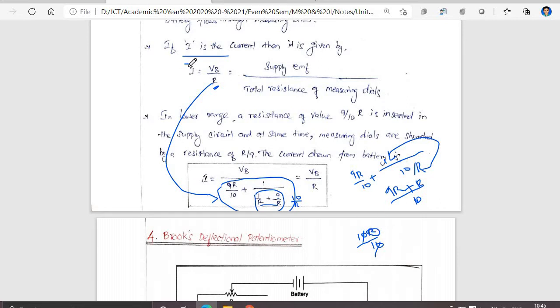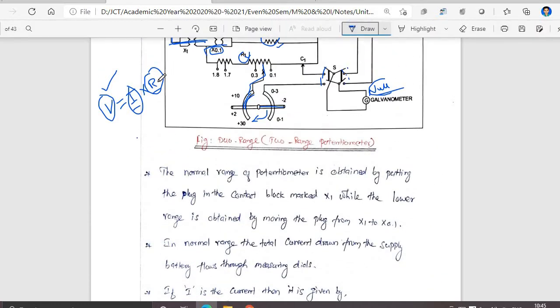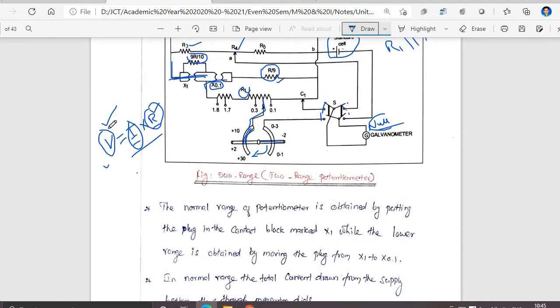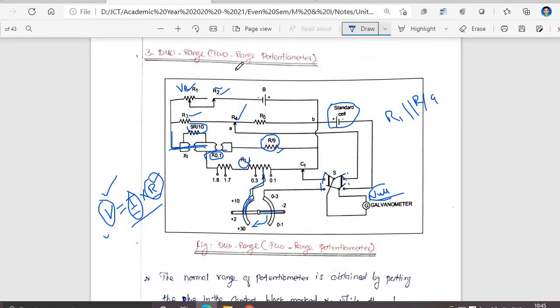So the total current flowing through the circuit is I equal to VB divided by R. So we can find out the current in the circuit, and we also have to find out the resistance value, and you can substitute into this equation. You can find out the unknown voltage flowing through the circuit using a dual range or two range potentiometer.